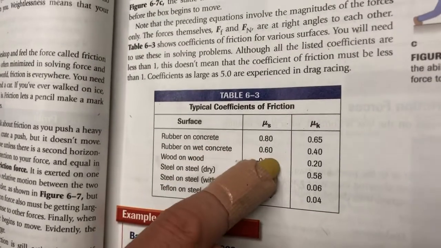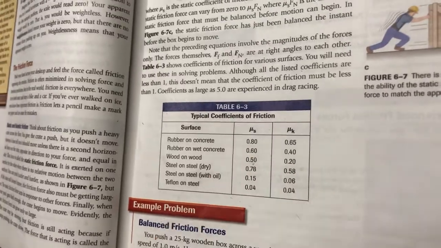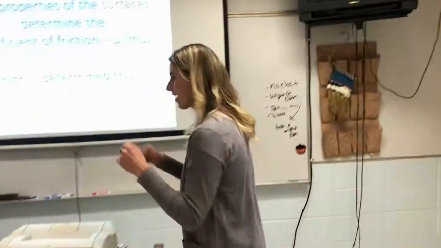You can see rubber, like tires on concrete, and when the road is wet, you have less friction. That's why you have to be more careful. Because the friction is what keeps you on the road. You lose that friction.